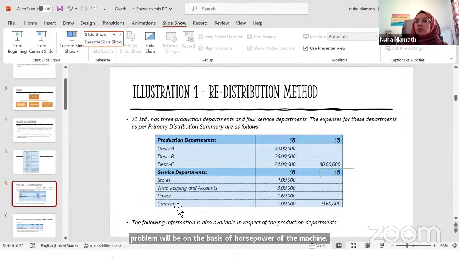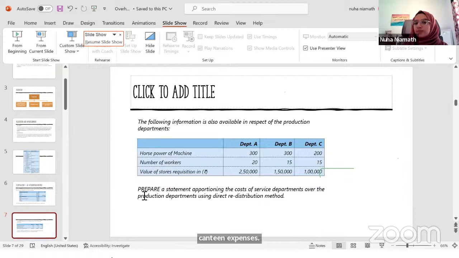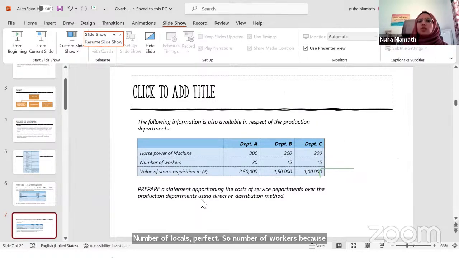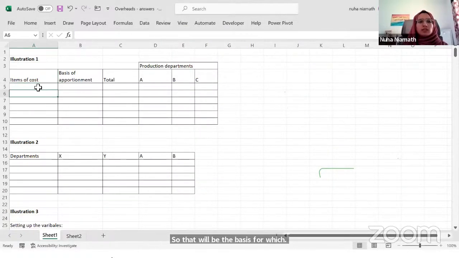And canteen. What do you think about canteen? What would be the basis that would be used for distributing the canteen expenses? Can somebody let me know in the chat box? Number of workers. Perfect. Great. Well done. So number of workers, because canteen is of course run by workers only. So that will be the basis on which we will distribute it. So let's begin with solving this question.